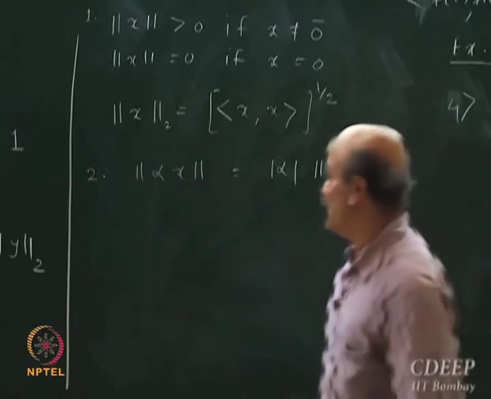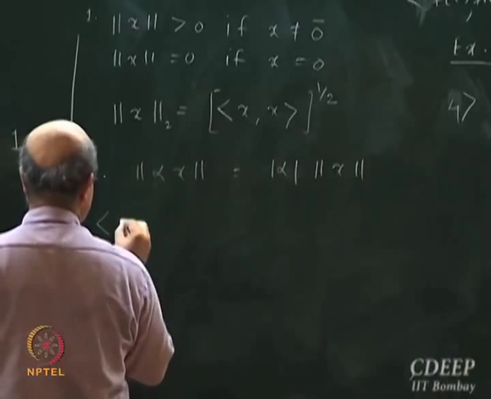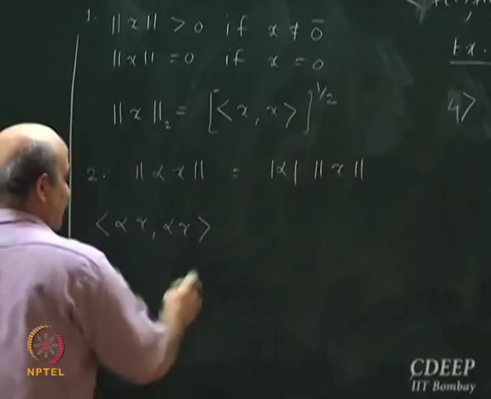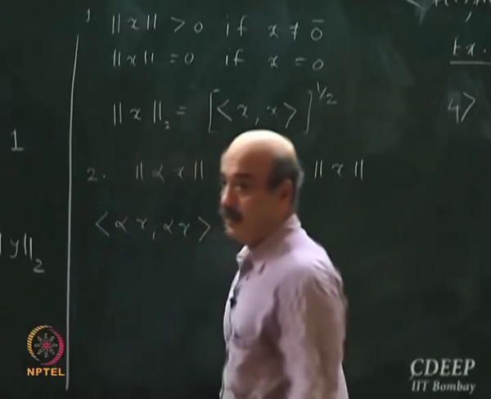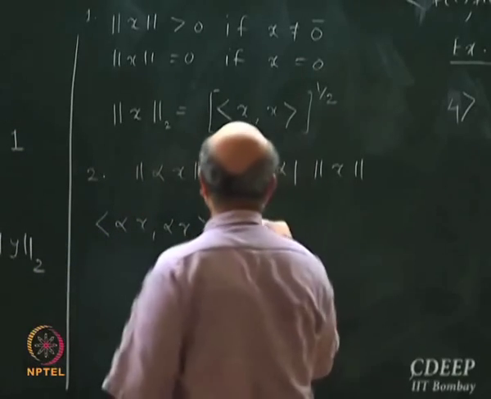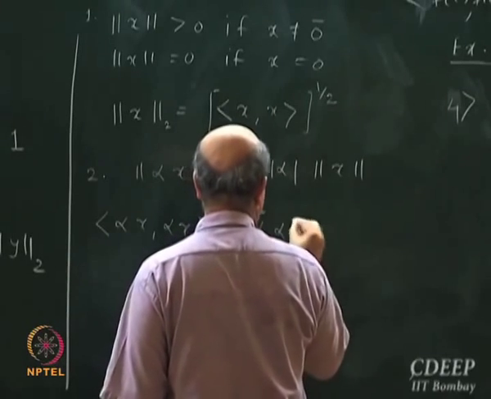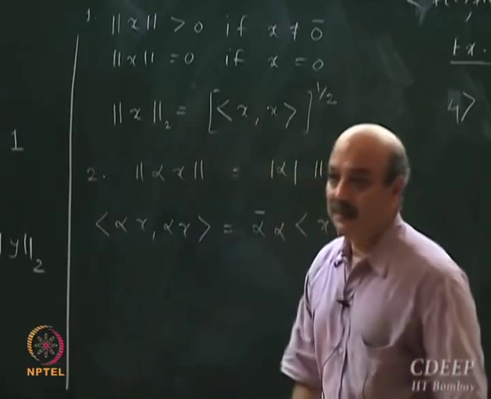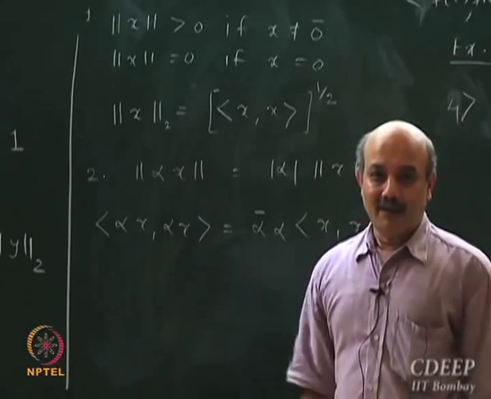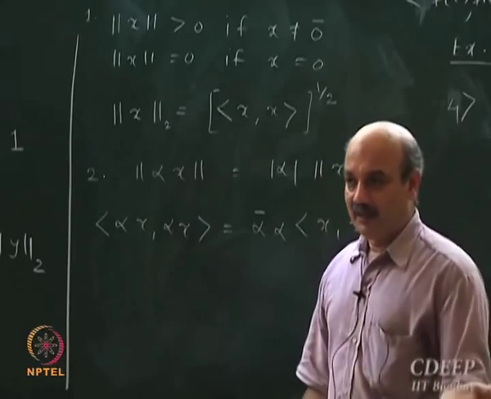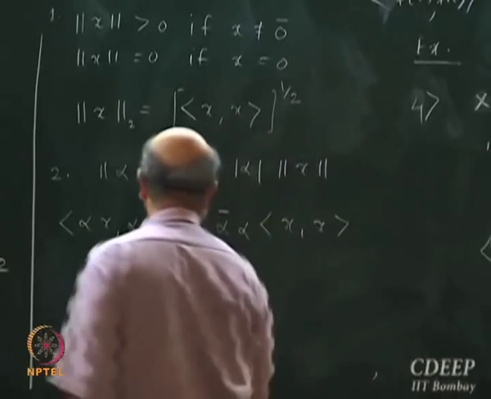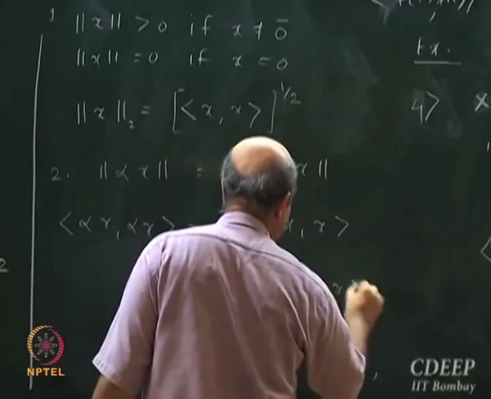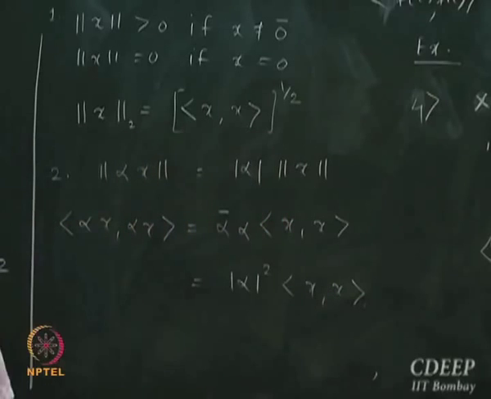Does it follow? Okay, let me see. Alpha x. What is this equal to? Alpha bar alpha x. Right? First element alpha bar, second element alpha. Okay. So which is mod alpha square x. Right?